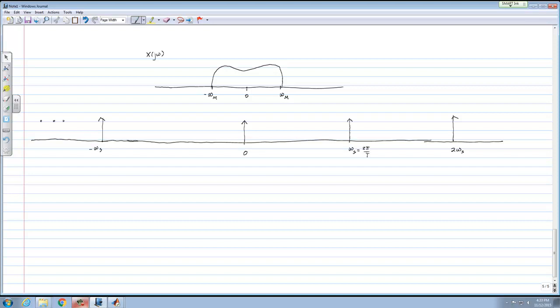Please let me know if you have any questions. I think this is important stuff. Are you with me so far? What about the strength of the impulses? 2 pi over T.